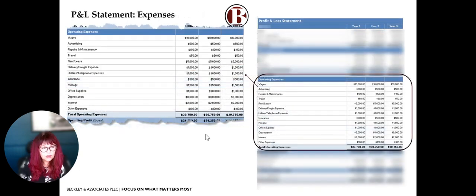Cost of goods sold. These are particularly the materials and labor required to produce a good for sale. Expenses. Now, these are your operating expenses such as your salary and wages, marketing, advertising, repairs and maintenance, office supplies, depreciation, interest, and other expenses.